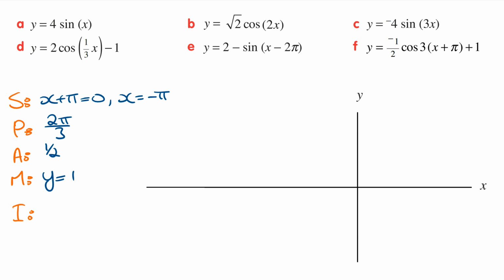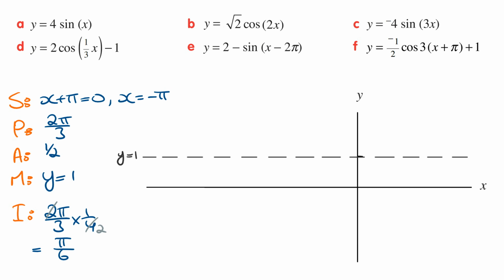And for the interval, this is going to be the period divided by 4, which is 2 pi on 3 times 1 on 4. Simplifying this, this is going to cancel out with this, and so the interval is going to be pi on 6 units apart. And now on the axis, drawing the midline, this is going to be the line y is equal to 1. The amplitude is a half, which means the maximum value from the midline is going to be 1.5 and the minimum value is going to be a half.